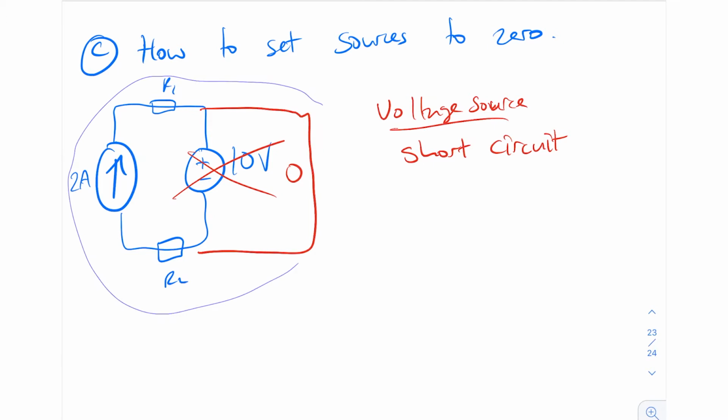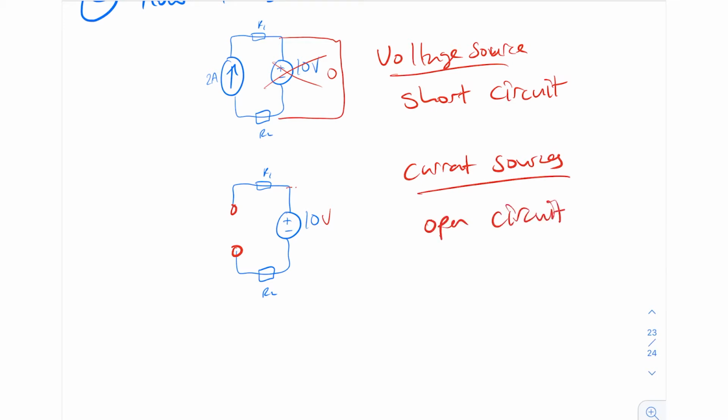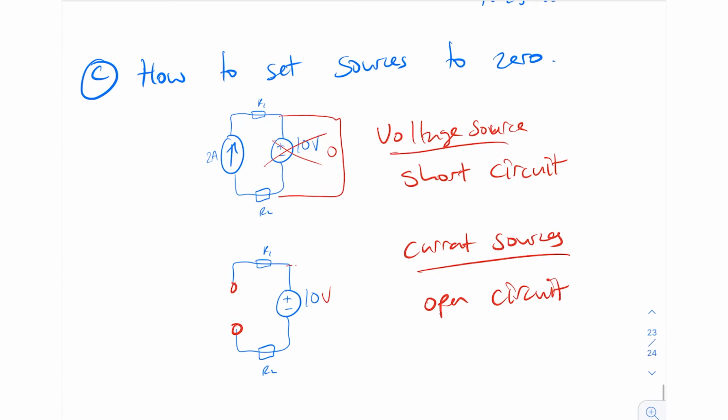Alright, so let's do the same for current. If you wanted to now remove the current source, the way that you'd do that is you'd remove it and you replace it with an open circuit. So with current sources, you replace it with an open circuit. Okay, if that doesn't make too much sense, again, don't worry about it.